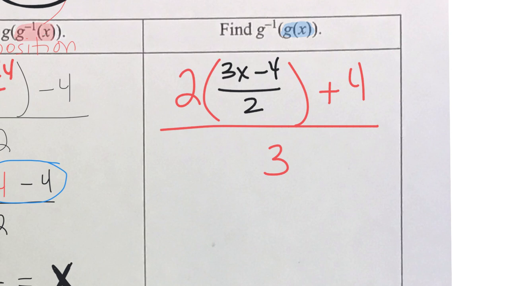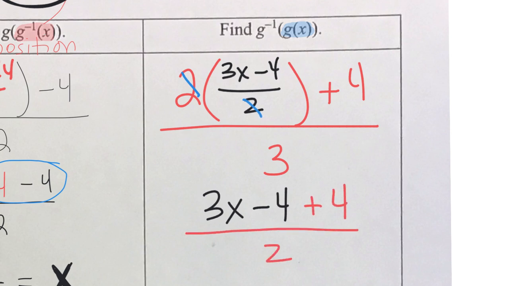Your simplifying steps are pretty much the same. The 2 on the outside divides by the 2 on the inside, so those divide each other out and give you a 1 plus 4, all divided by 3. Then we have combining like terms of minus 4 plus 4, which is 0. So then we have 3x divided by 3.